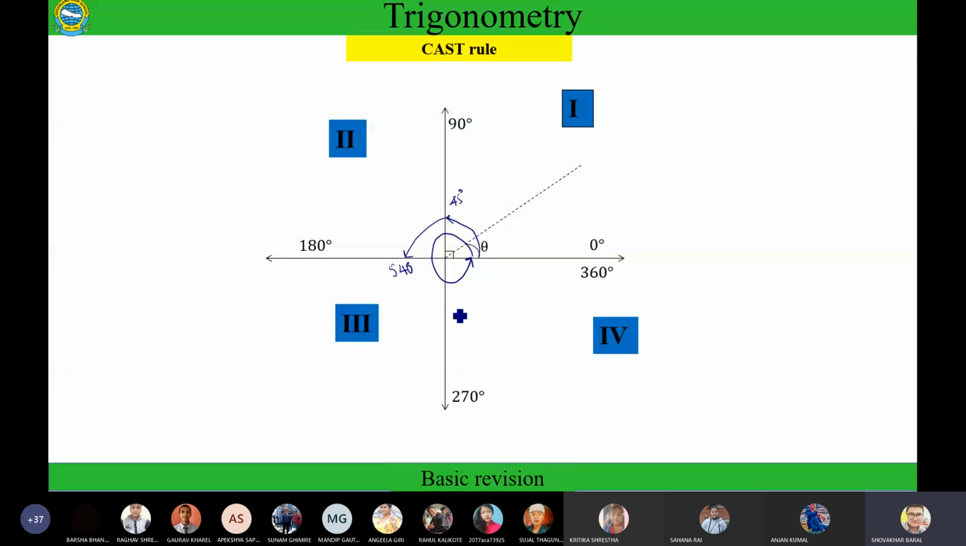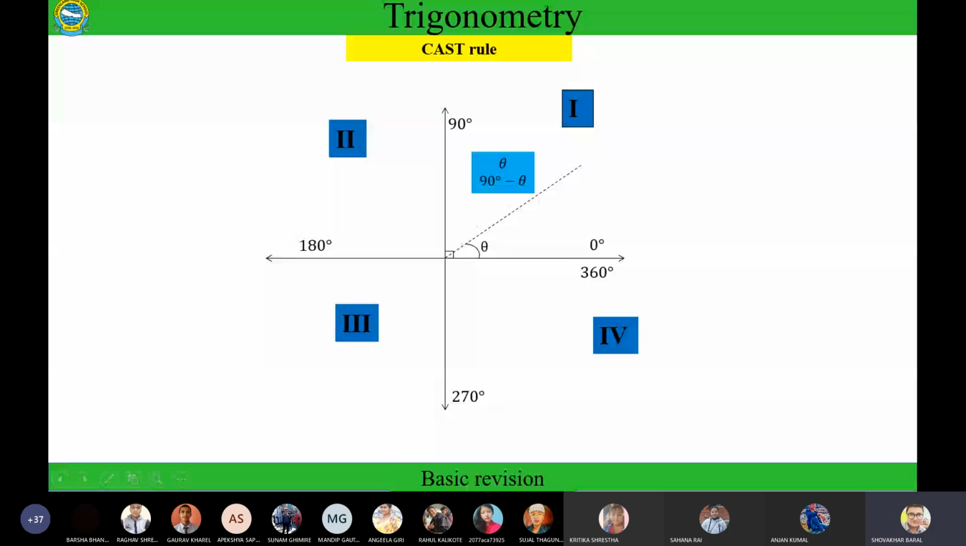Okay, so similarly it may go on again and again by increasing the angle, but we are not concerned with all these things. It is important to understand this 0 degree, 90 degree, 180 degree, 270 degree and 360 degree. We need to know at least these: 0, 90, 180, 270 and 360 degree.